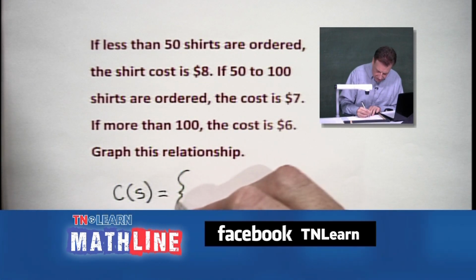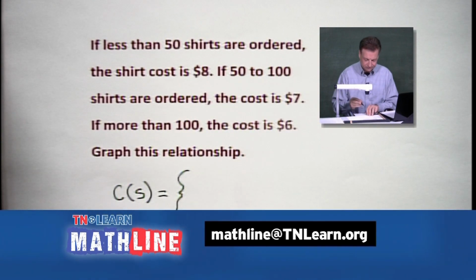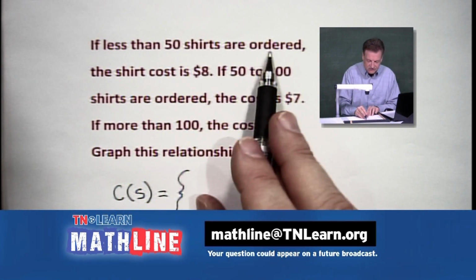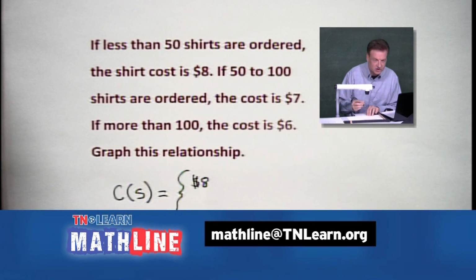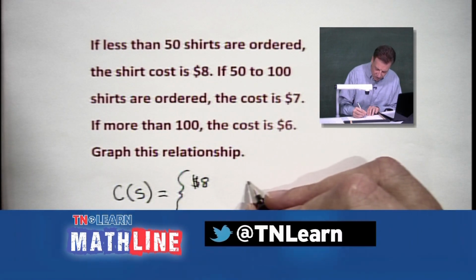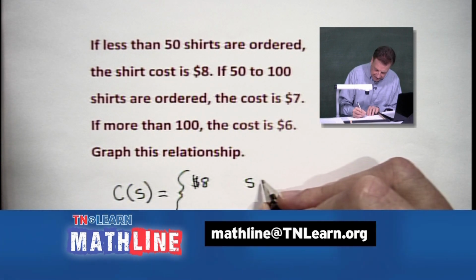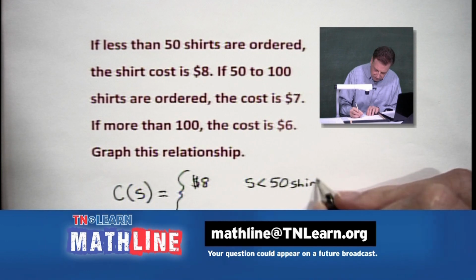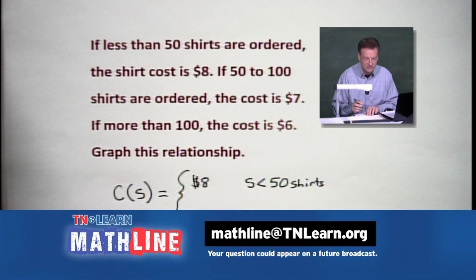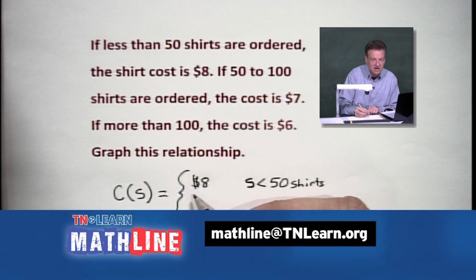So in this case, let's see what we're going to do. We've got 3 options. First of all, if less than 50 shirts are ordered, the cost is $8. All right, so there we go. There's your $8. And that is for our S being less than 50 shirts. Make sense? That's an S, by the way. Sometimes it looks like a 5. Now, what about our other side over here?